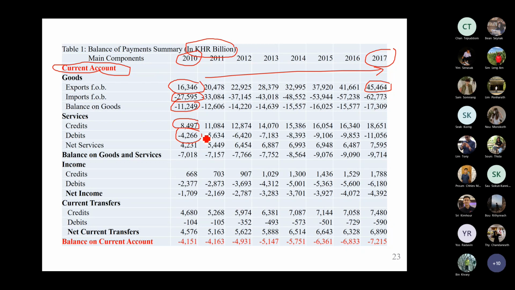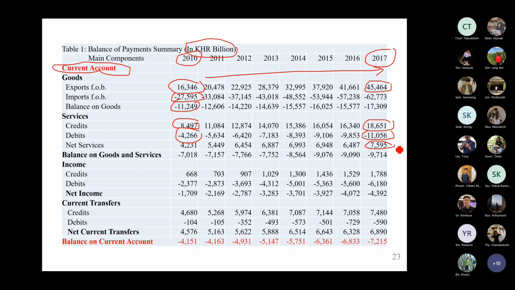And we see in the year of 2017, we do have the same situation. This is the size of the service that we export, and this is the size of the service that we import. So the balance in the service trade account is surplus, meaning that we export more service than we import.